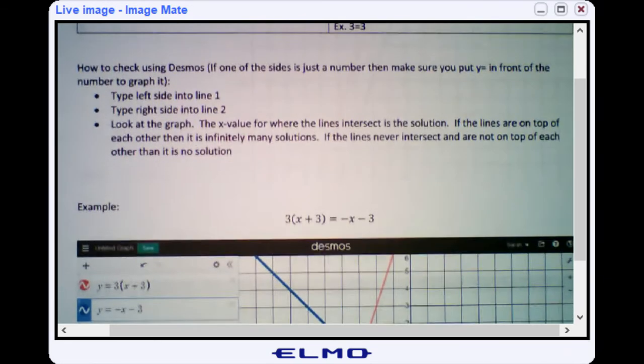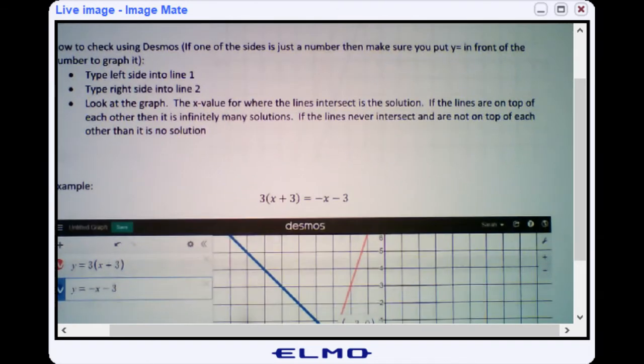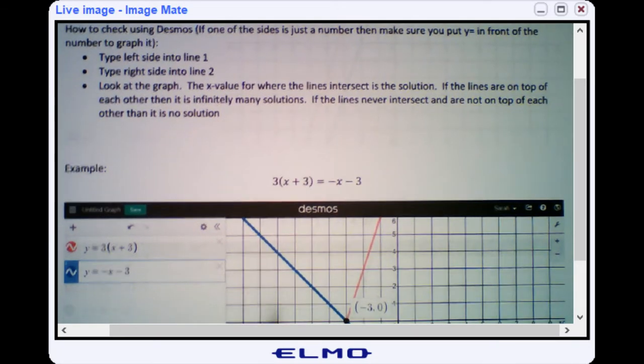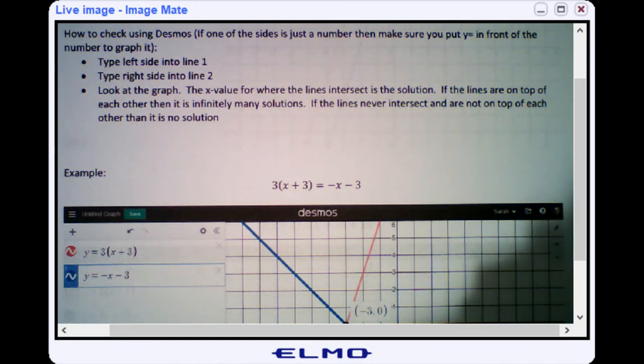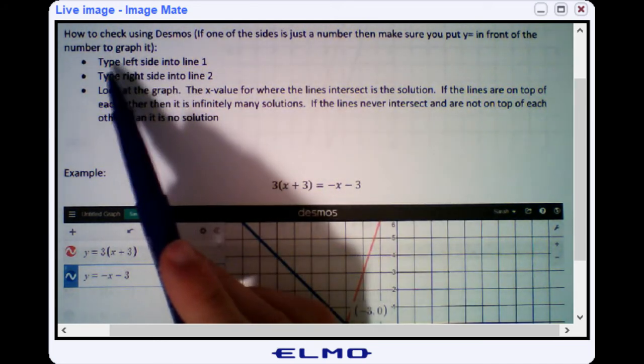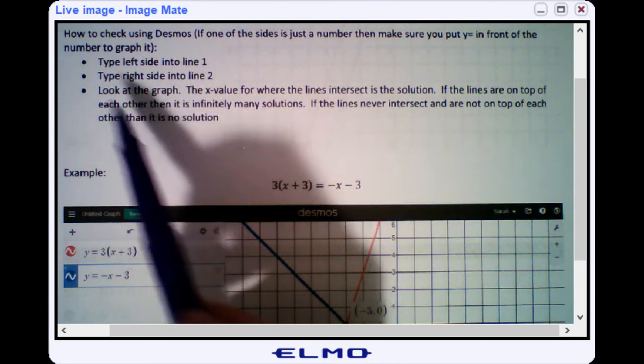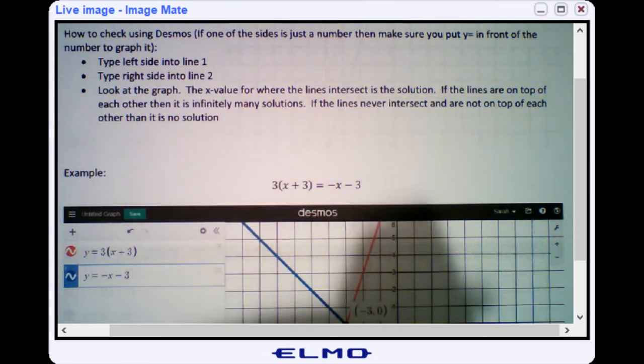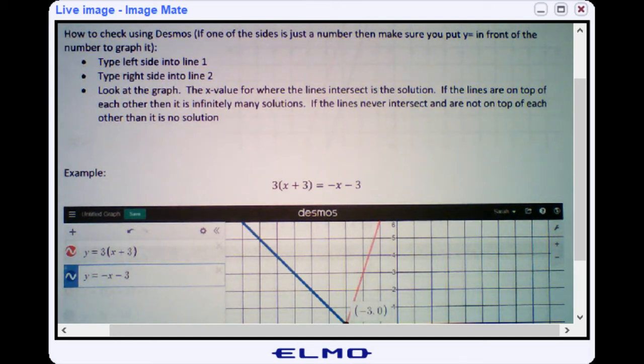Now we can check using Desmos for our equations. If one of the sides is just a number, make sure you put y equals in front of the number to graph it. You can always just put y equals in front of either side to graph. So we're going to type the left side into line 1, type the right side into line 2. We're going to look at the graph. The x value for where the lines intersect is the solution. If the lines are on top of each other, then it's infinitely many solutions. If the lines never intersect and are not on top of each other, there is no solution.